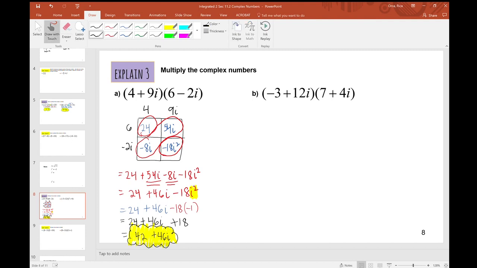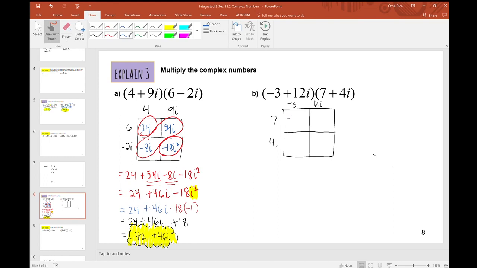Now let's look at part B. We have negative 3 plus 12i times 7 plus 4i. So we're multiplying a binomial to another binomial, which means that our box is going to have 2 columns and 2 rows. At the top of our box, let's write negative 3 and 12i. On the left side of our box, let's write 7 and 4i. Now let's fill it in.